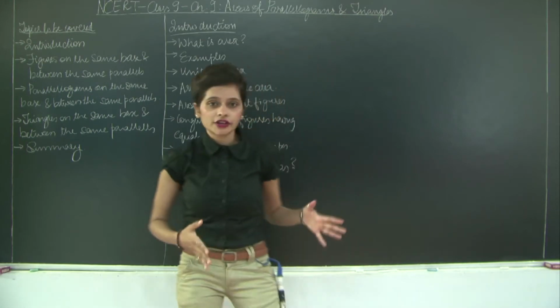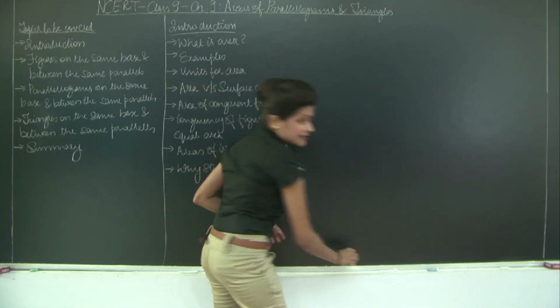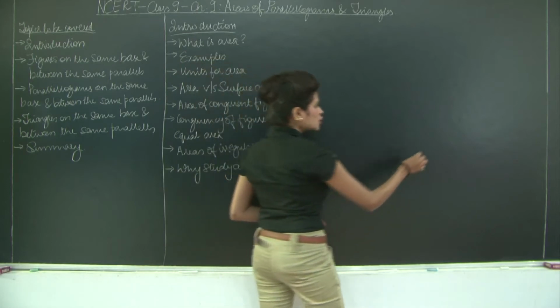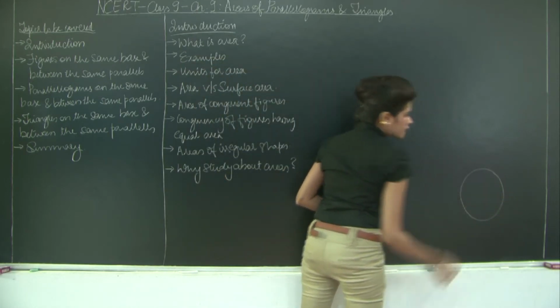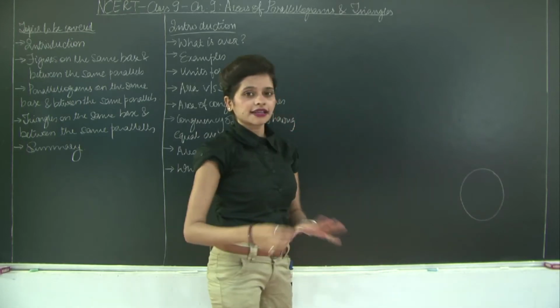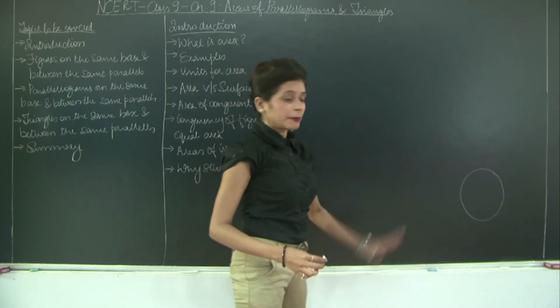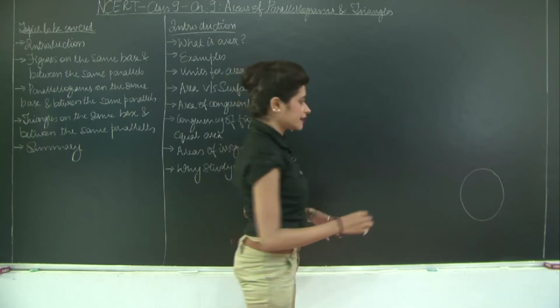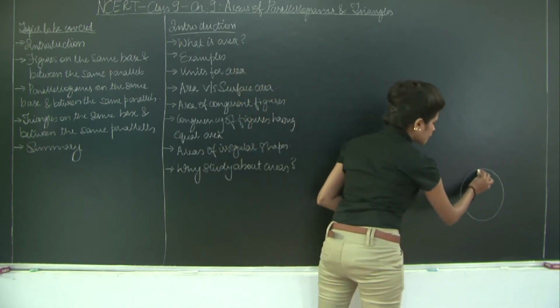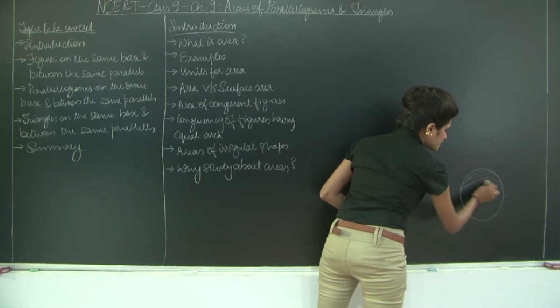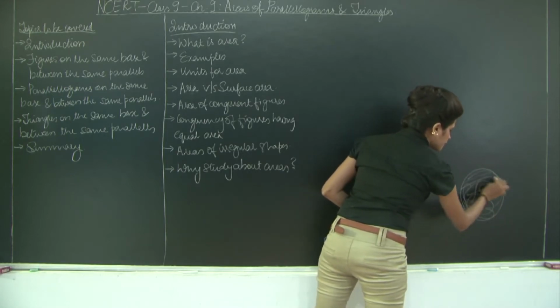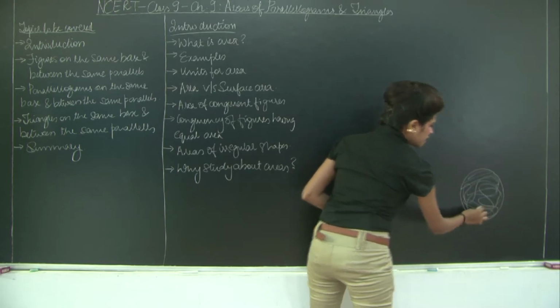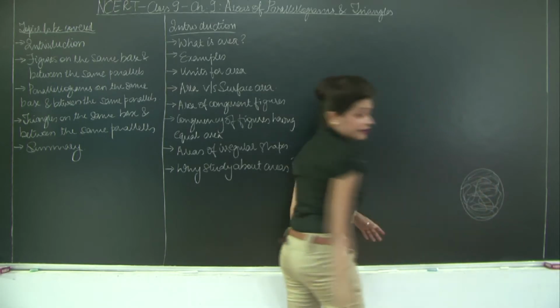So the first thing is what is area, right? So let's say I have a circle out here. If I give you a circle and I'll tell you what is the area, mark the area for me. Don't find the area, but mark the area for me. Obviously, you're going to mark this entire section inside, right? All this space out here is your area.